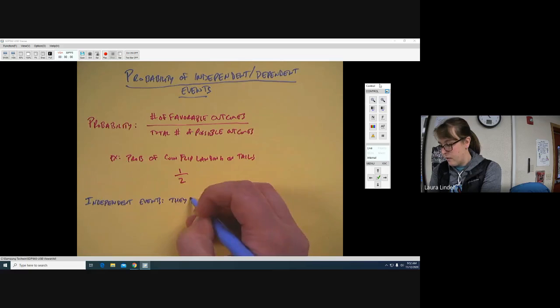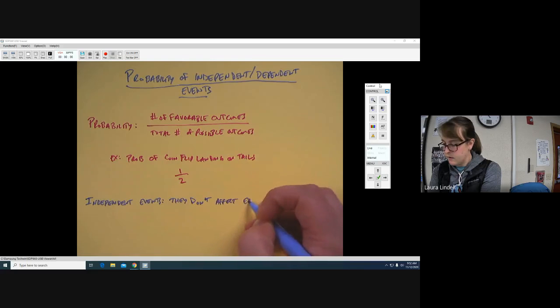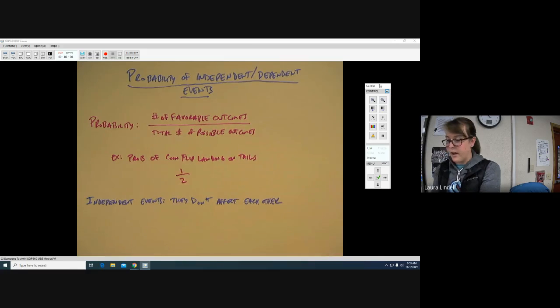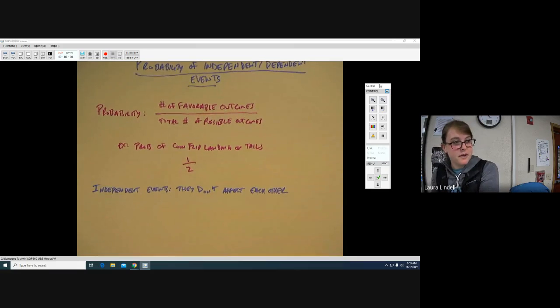They don't affect each other. And I'm not sure if I used the correct effect there, but this is math class, not English class. We don't have to worry about it. So independent events don't affect each other.